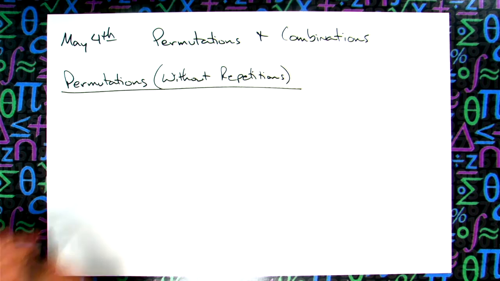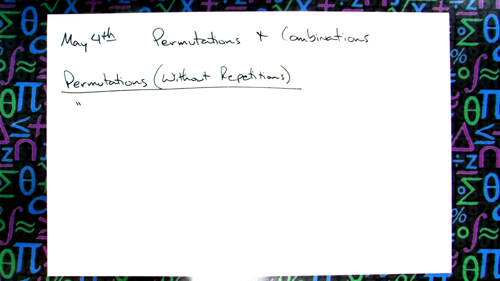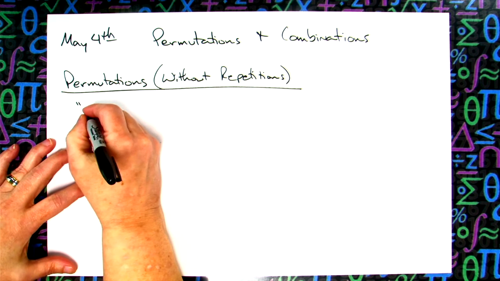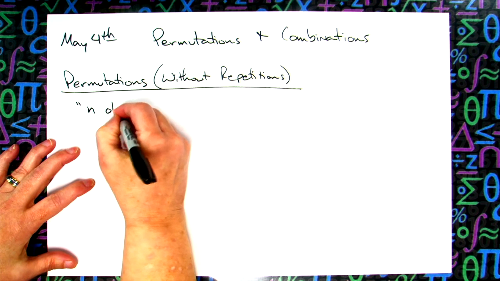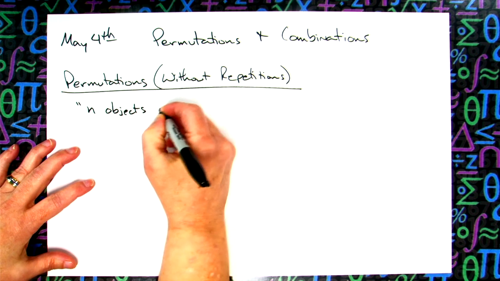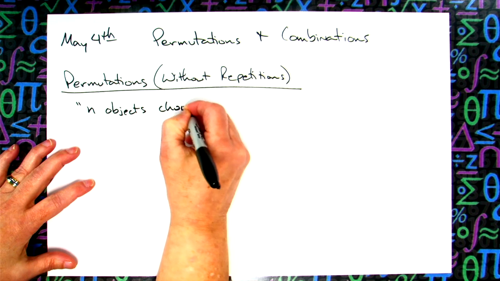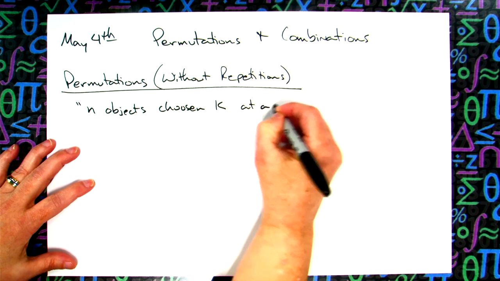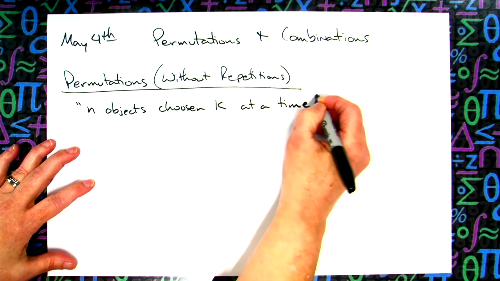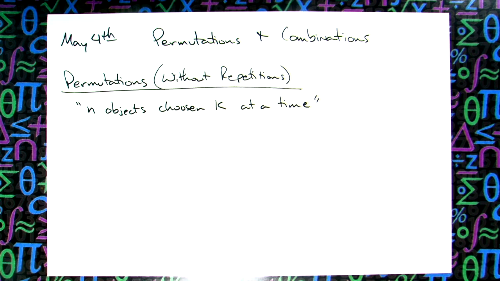Okay? Now, the way you want to think of this, I'm going to write it out in words the way we say it. We say that we've got n objects chosen k at a time. Okay, n objects chosen k at a time, because I'm going to give you some formulas, and there's going to be an n in the formula, there's going to be a k in the formula.